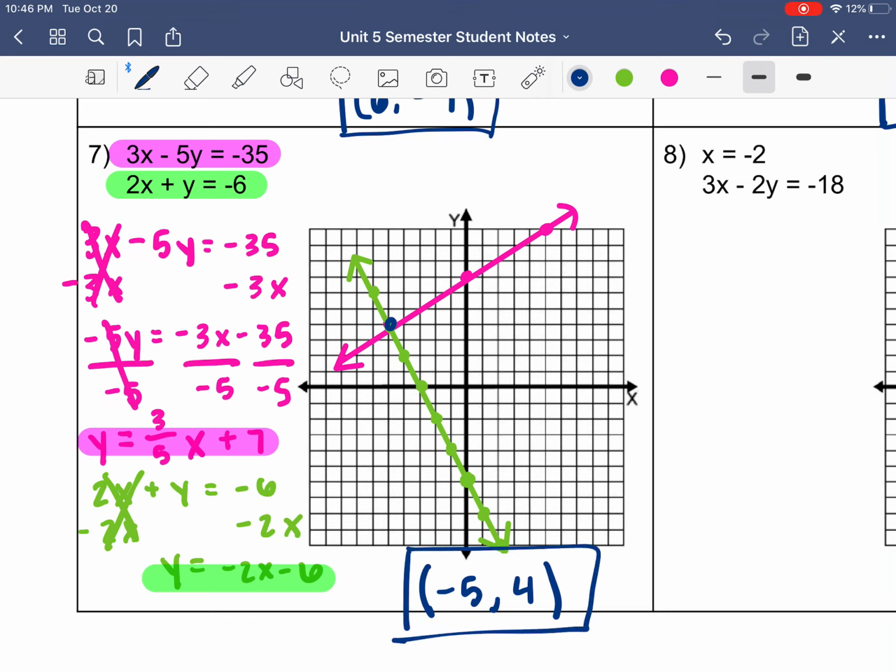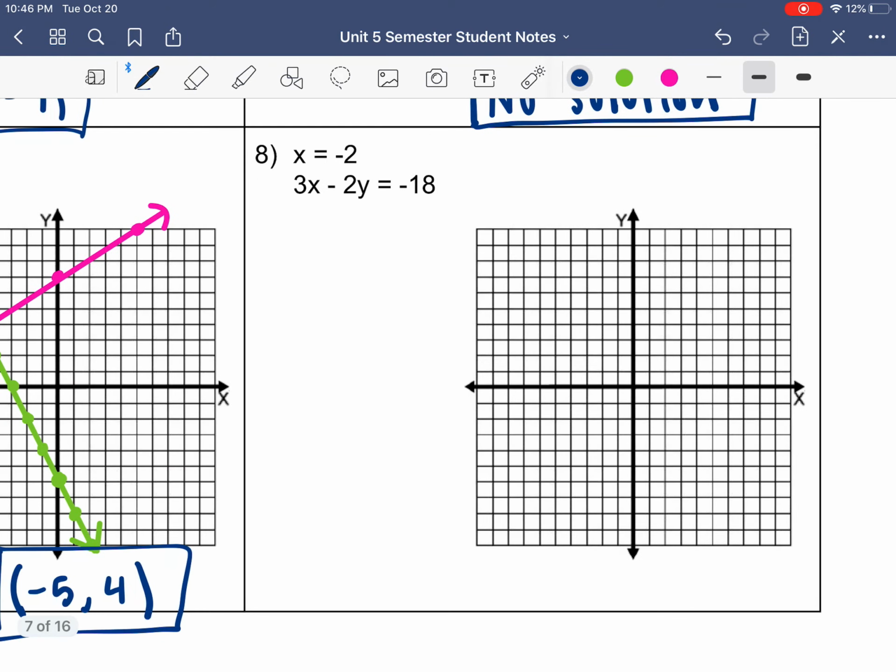You should always have an ordered pair as your solution unless it's one of the special ones where it's infinite or no solutions. All right, last one I'll do with you. We've got another one of those funky equations. X equals negative 2 is going to be a vertical line. So your x equals lines are always the up and down lines. And it's going to go right through negative 2 on the x-axis. So I'm going to have a vertical line right here.